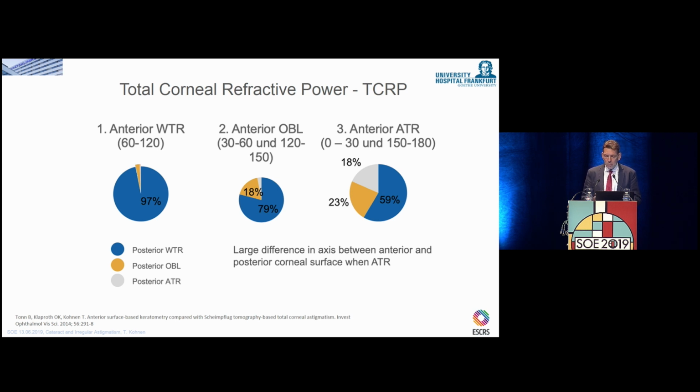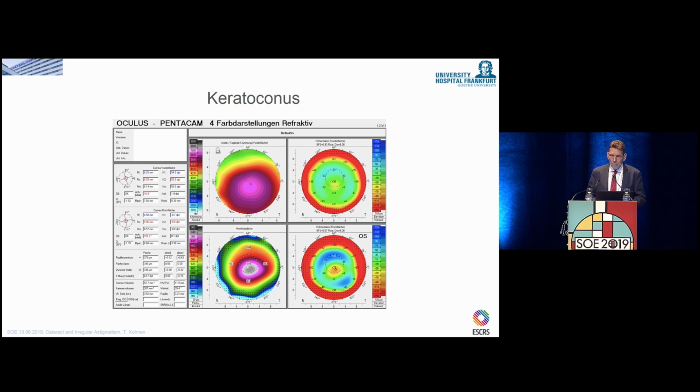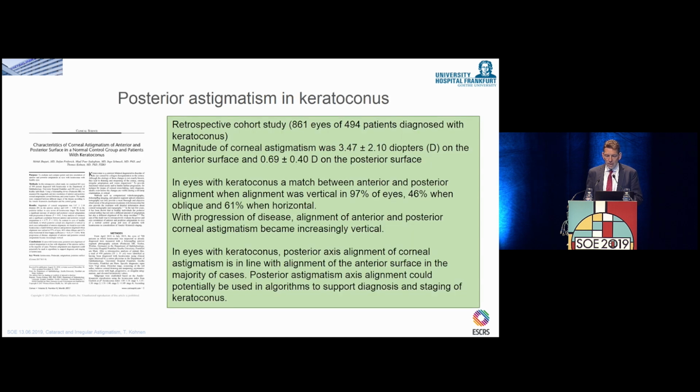When it was oblique, we had a mixed 79 with the rule, 18 oblique. And if patients had against the rule, then it becomes even worse. Now, if you look at irregularities, you see here the keratoconus eye. Again, we can look at these pictures and we would like to understand how they are influenced by the posterior astigmatism. We did a study published just recently, 2017.